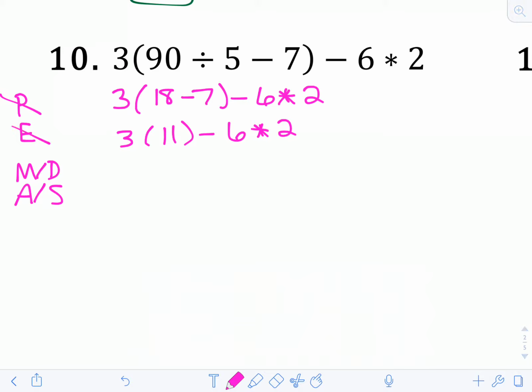I do not have any exponents. I do have multiplication, so we're going to go left to right. So 3 times 11 is 33, minus 6 times 2 is 12. And then we have addition and subtraction. We just have to do 33 minus 12, which gives us 21.